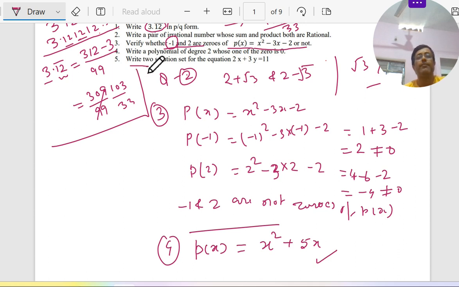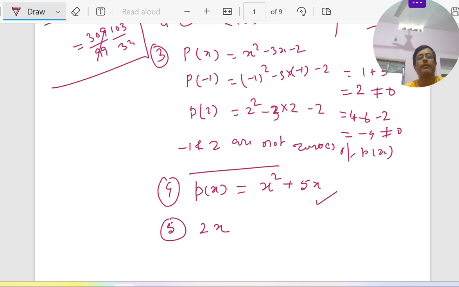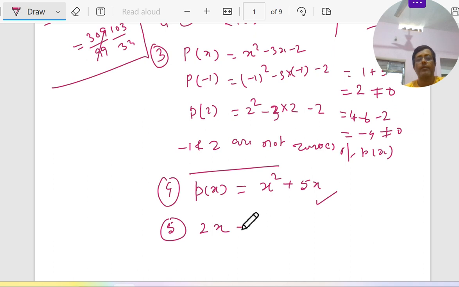Now we go for question number 5. Write two solutions of the equation 2x plus 3y is equal to 11. So you have to write two solutions. So first what I do, I put x is equal to 0. So here you will get y is equal to, if you take this 0, this will be 11 by 3, y is equal to 11 by 3.